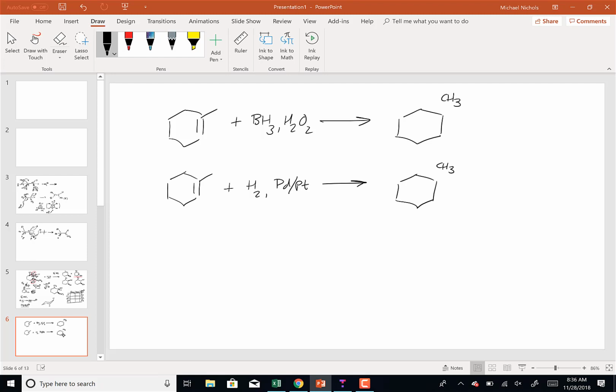So for BH3, H2O2, the first thing I need to know is what am I adding? What two groups am I adding? H and OH. Are they adding Markovnikov or anti-Markovnikov? Anti. So that means the hydrogen is going to be added to the top or bottom carbon.